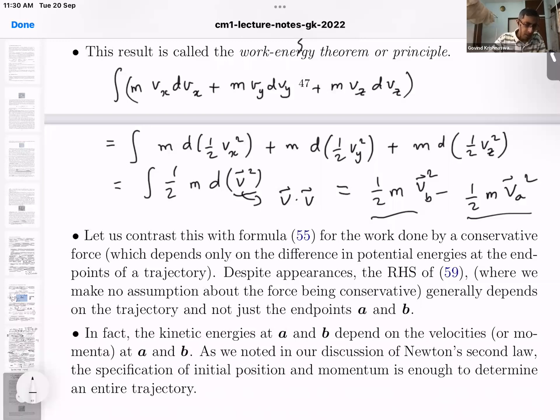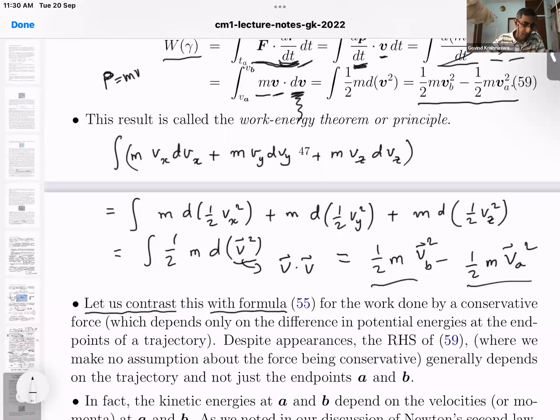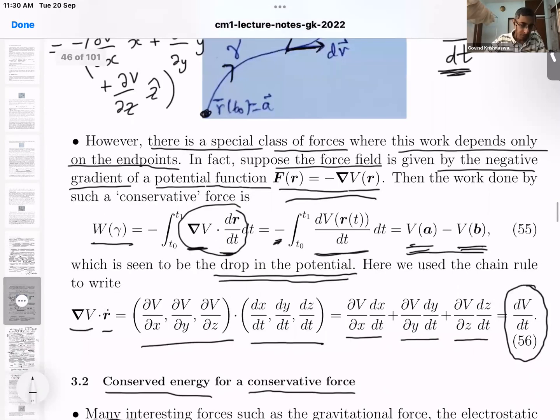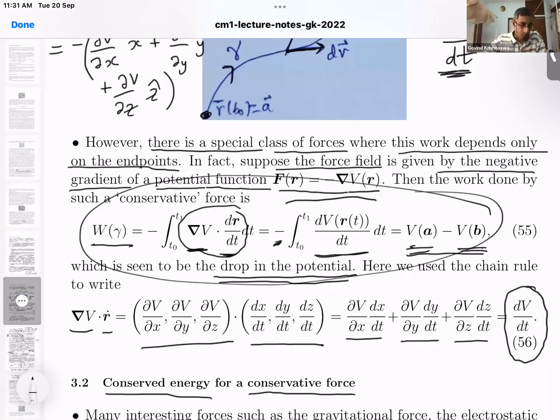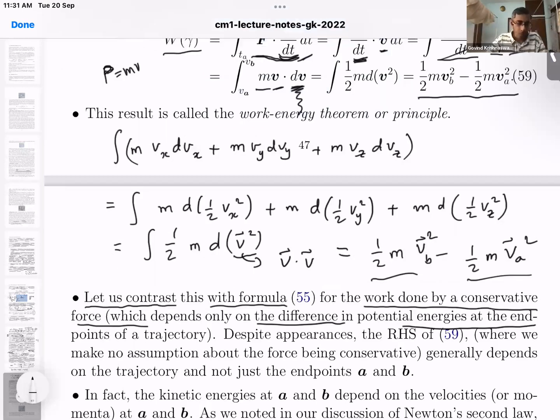Let us contrast this formula, the formula for the work which you have just now derived. We have now two formulae for the work. One done by a conservative force, which depends only on the difference in potential energies at the end points. Let me recall that formula for you. Here it's W of gamma is equal to VA minus VB. That is one formula. And now we have a second one where W of gamma is kinetic energy at B minus kinetic energy at A. All right, so this is the work done.